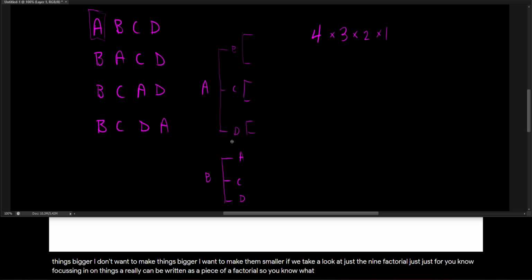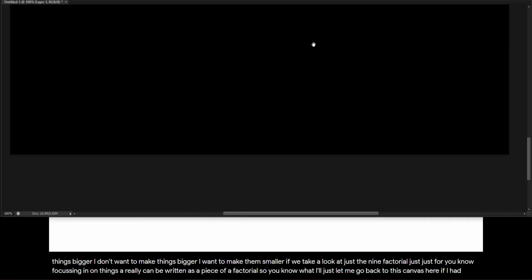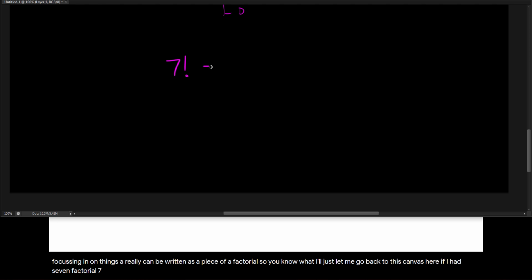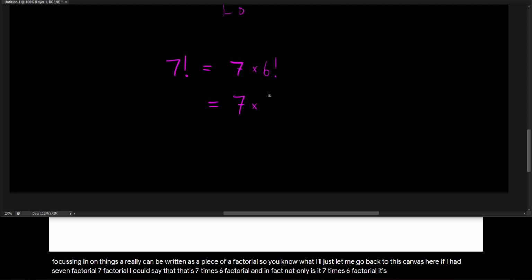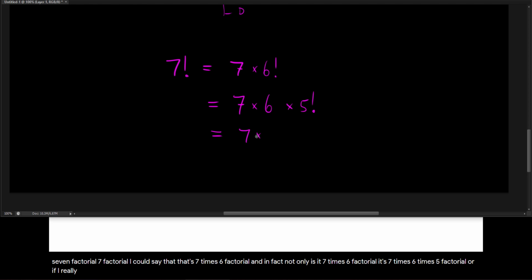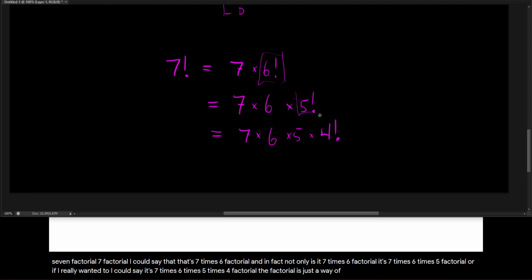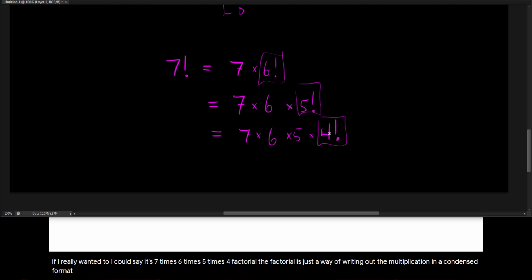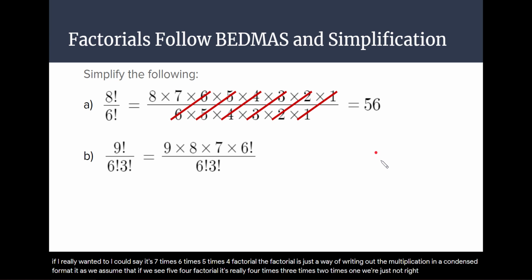So, you know what, let me go back to this canvas here. If I had 7 factorial, I could say that that's 7 times 6 factorial. And in fact, not only is it 7 times 6 factorial, it's 7 times 6 times 5 factorial. Or if I really wanted to, I could say it's 7 times 6 times 5 times 4 factorial. The factorial is just a way of writing out the multiplication in a condensed format. We assume that if we see 4 factorial, it's really 4 times 3 times 2 times 1. We're just not writing out the whole thing.